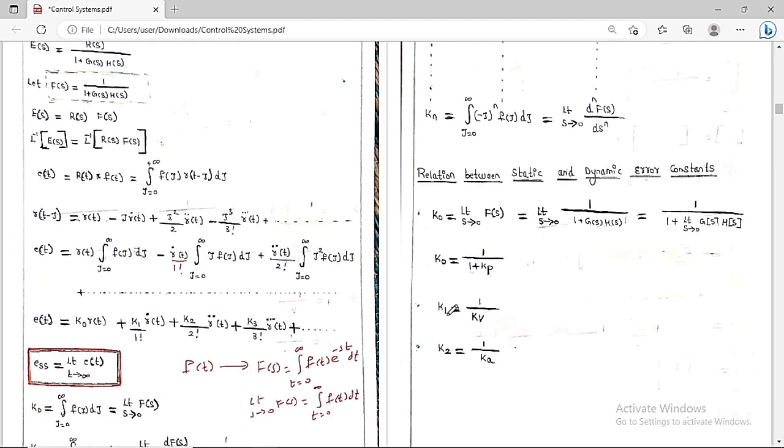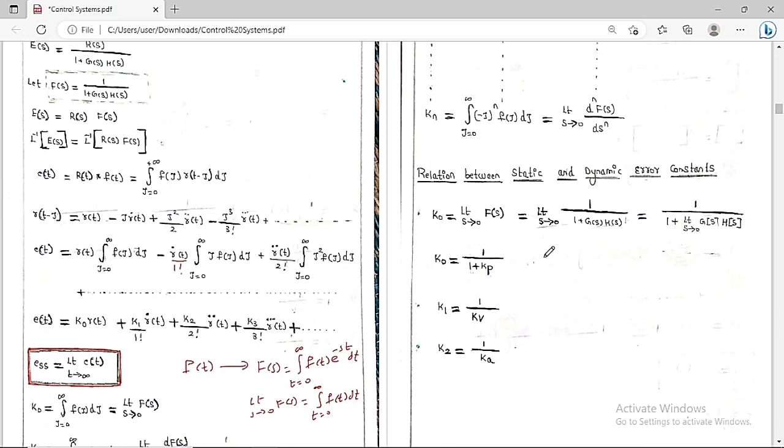Similarly, k1 is nothing but limit s tends to 0 of d f of s by ds. If we simplify, we get k1 is equal to 1 by kv and k2 is equal to 1 by ka. So this is the relation between the static error constants and the dynamic error constants: k0 is equal to 1 by 1 plus kp, k1 is equal to 1 by kv, and k2 is equal to 1 by ka. These things you always have to keep in your mind.